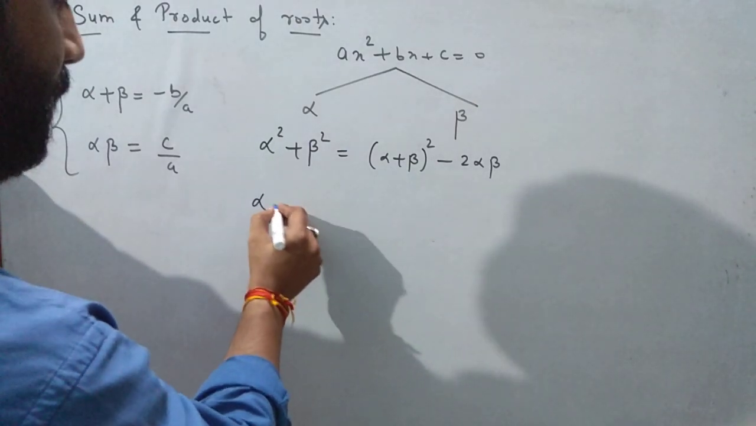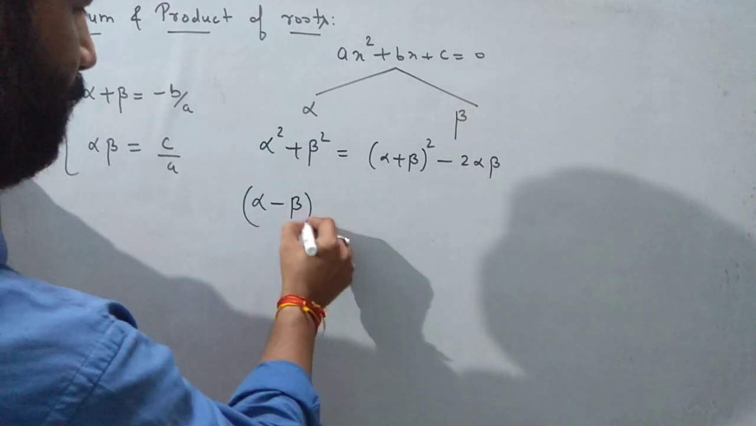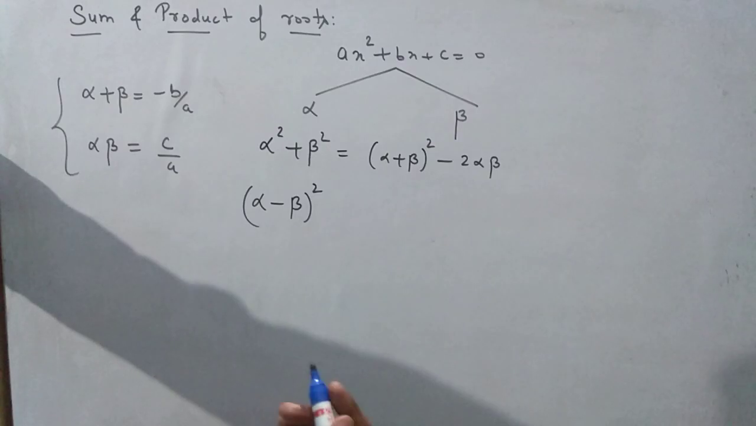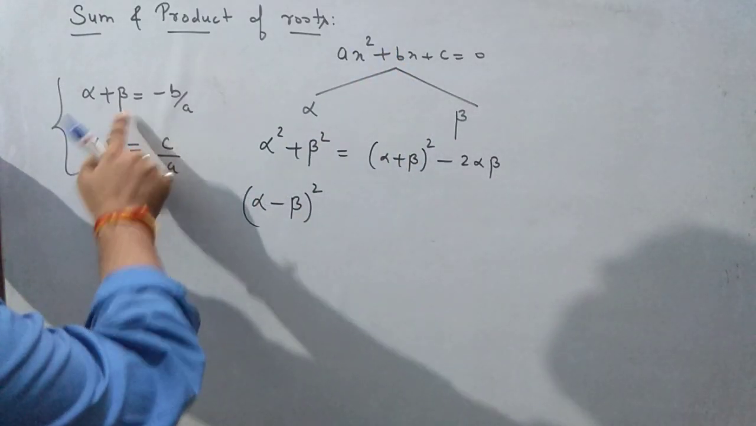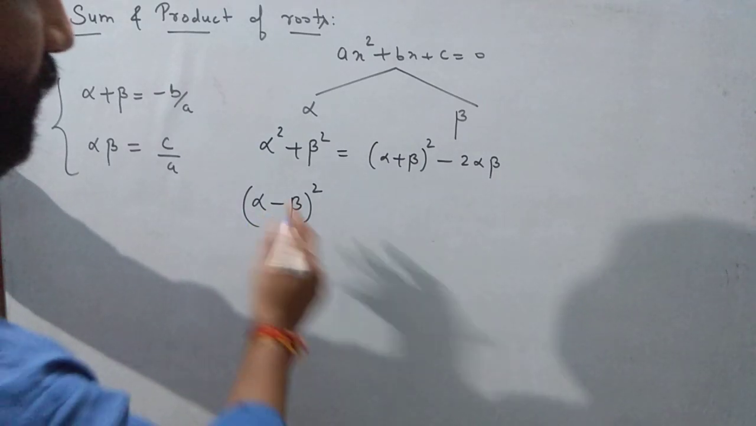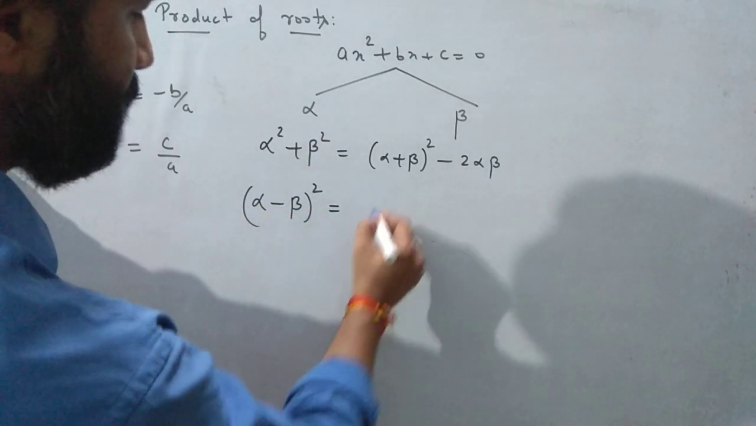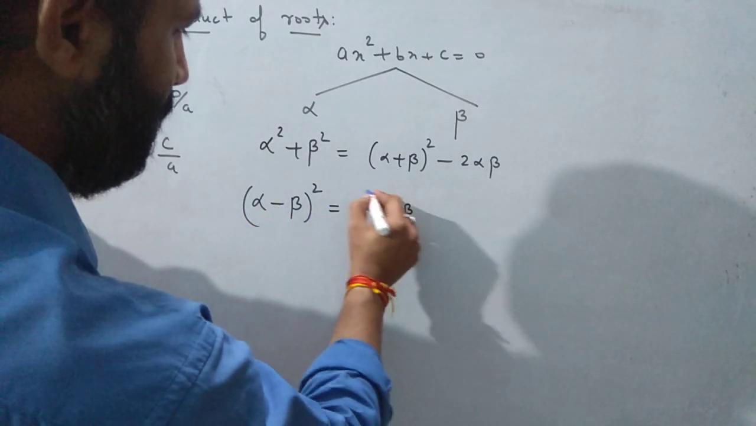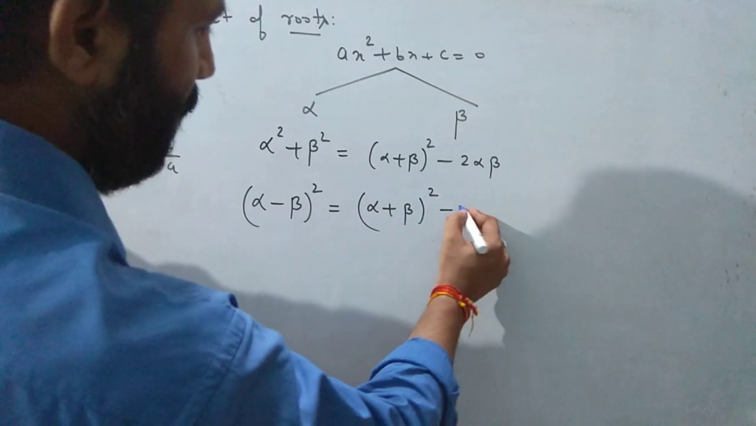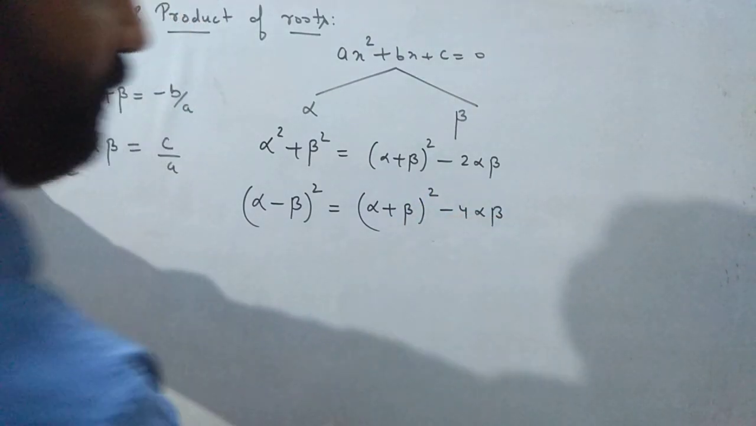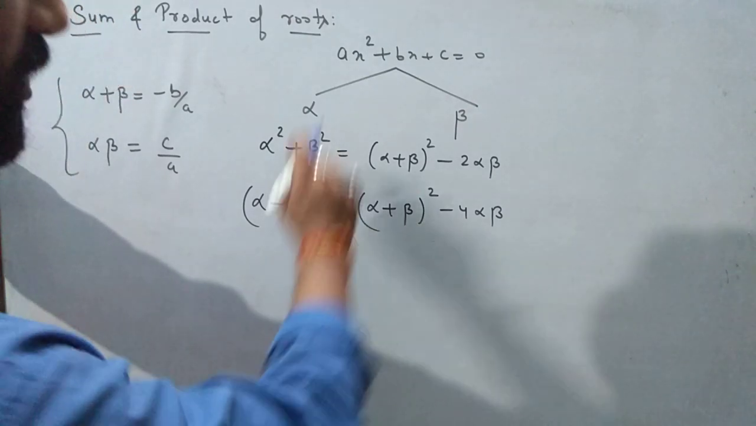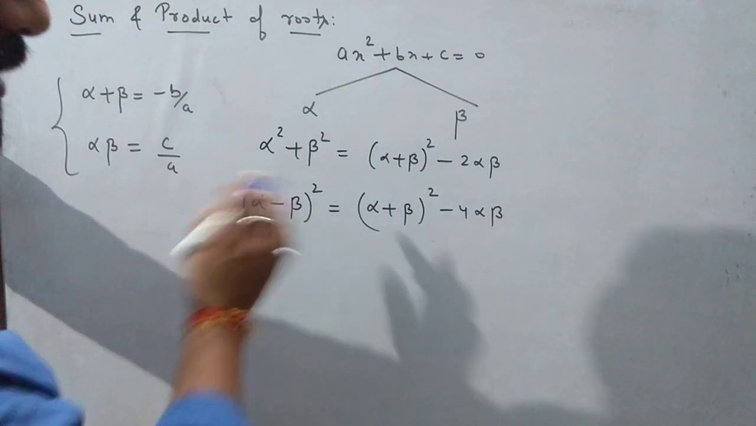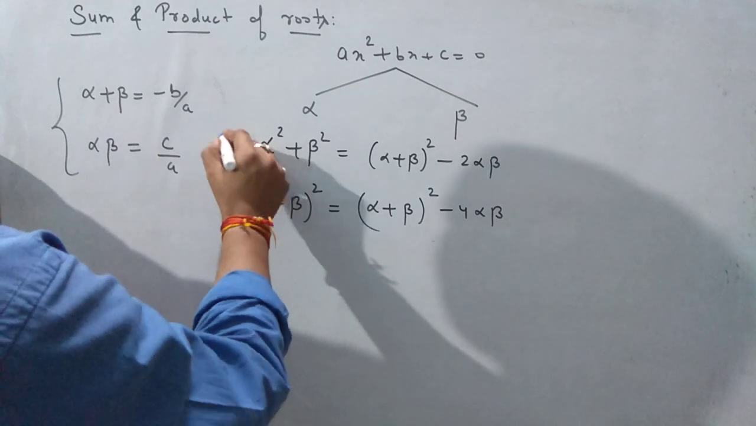Suppose we need alpha minus beta whole square, or simply alpha minus beta. From the equation we are getting the sum of roots, but here it is the difference of the roots. So alpha minus beta whole square is alpha plus beta whole square minus 4 alpha beta. This formula is used; after simplifying, the square is shifted to this side and you get the value of the difference of the roots. So this is the important one.